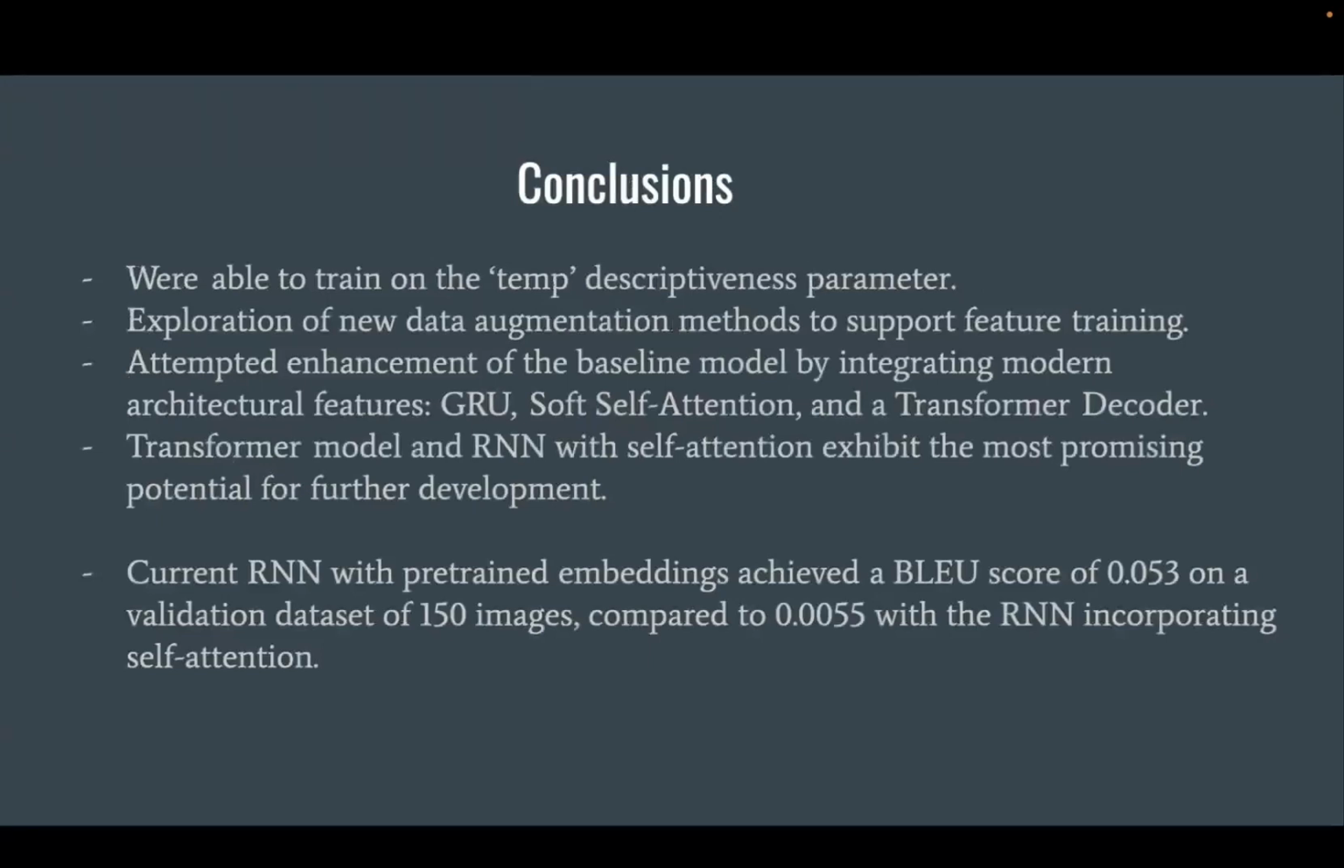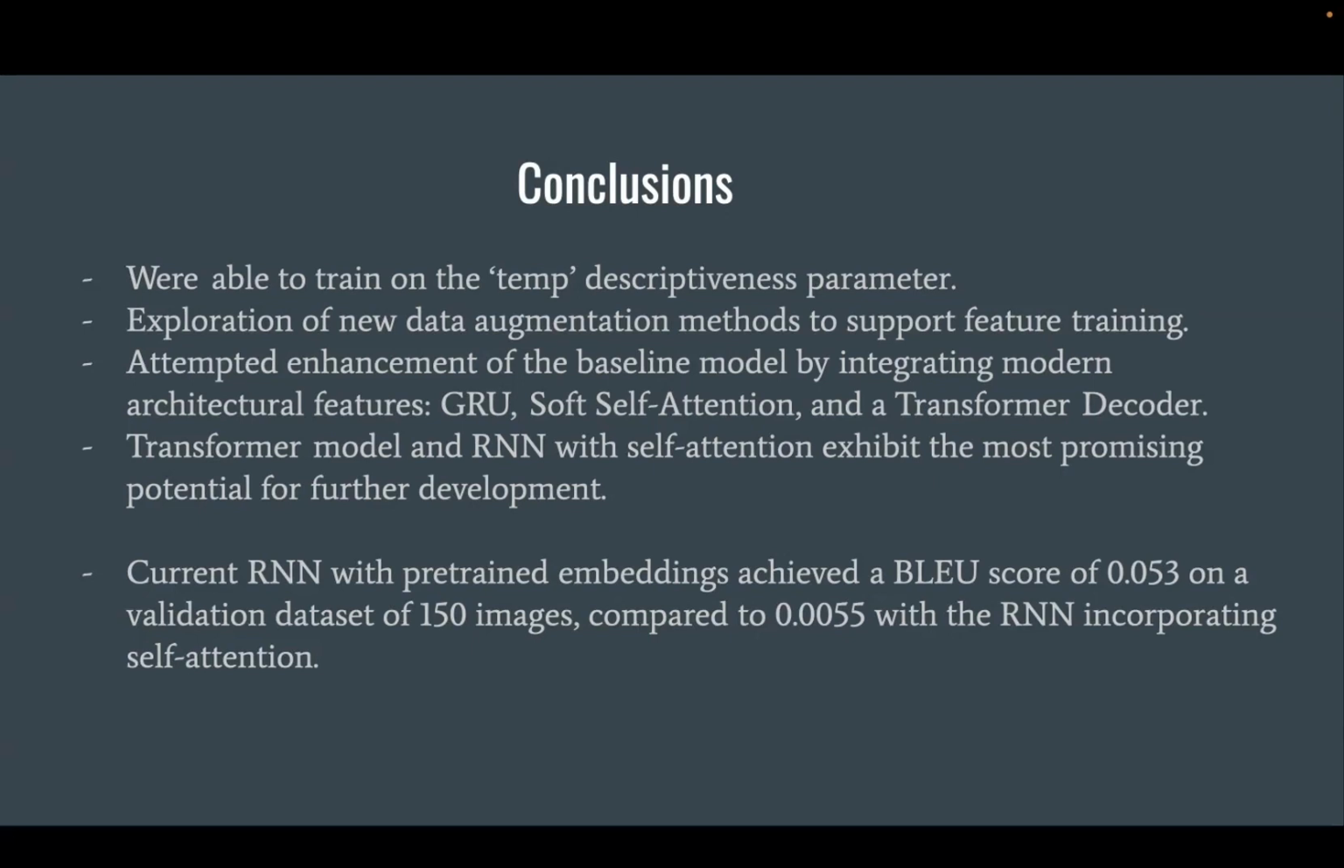So the conclusions are we've been able to train on the temperature descriptiveness parameter successfully. We've been able to explore new data augmentation techniques and methods to support this new feature. We attempted to enhance the baseline model by integrating more modern architectures like GRU, soft self-attention, and the transformer decoder. The transformer model and RNN model seem the most promising, and we see potential for further development on them. But sadly, due to the difficulties with them, we didn't have sufficient results for them to be the final model that we end up with.